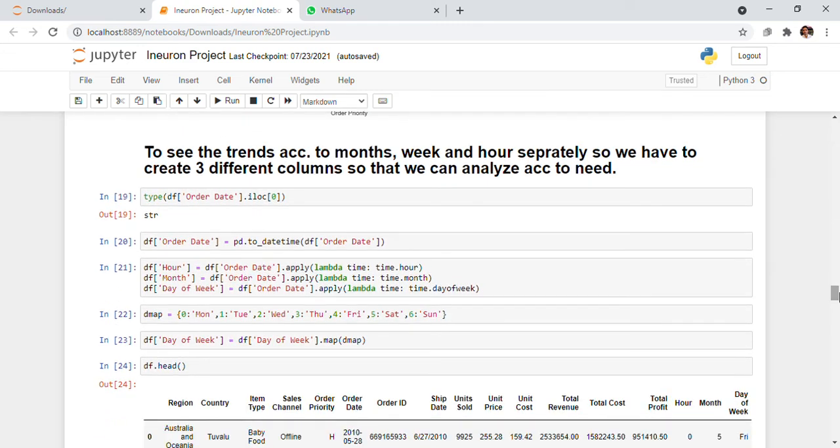Here, to see the trend of sales according to month, week and hour separately, I have created three new columns: one is hour, second is month, and third is day of week. So we can extract some graphical information through these variables, with the help of some data visualization libraries.